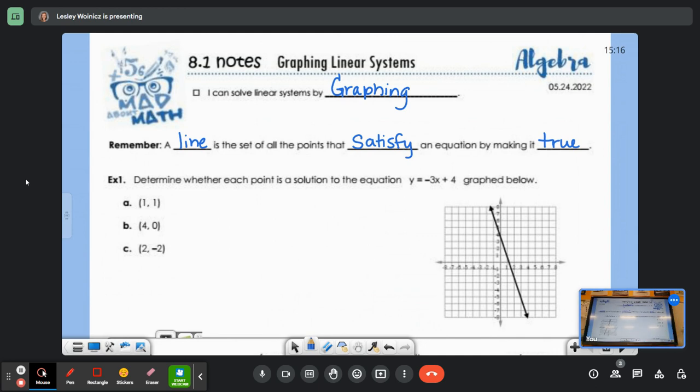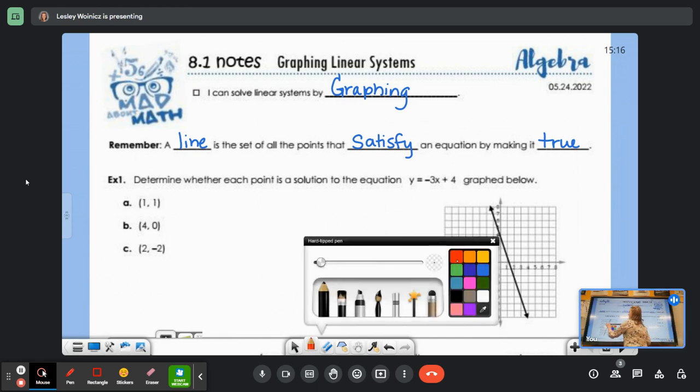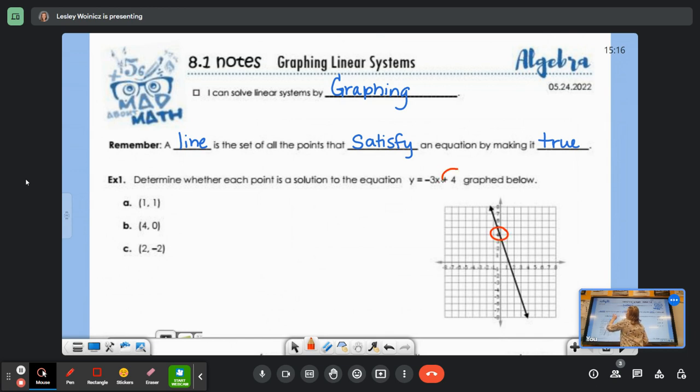Cool? Okay. So for example 1, this is a review problem, but it's just to get our minds in the right spot. We have to determine whether each point is a solution to this equation that is graphed here. You can see that we have a y-intercept of 4, a b of 4, and then we have a slope of -3 over 1. So from 4, we go down 3, right 1, down 3, right 1. Everybody see that?